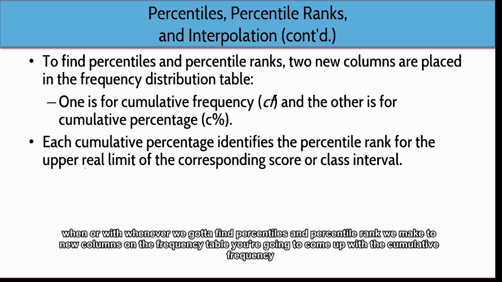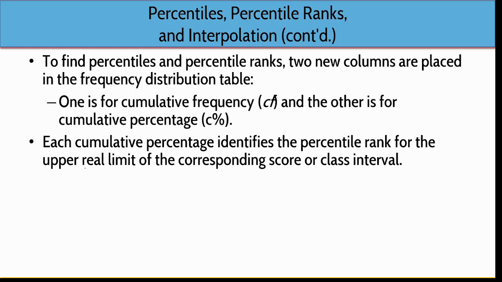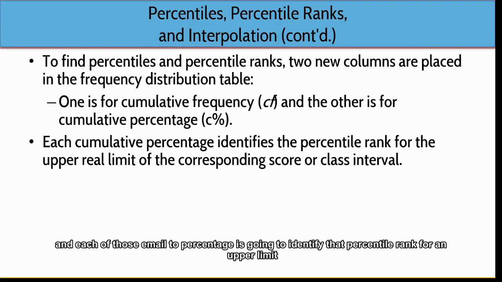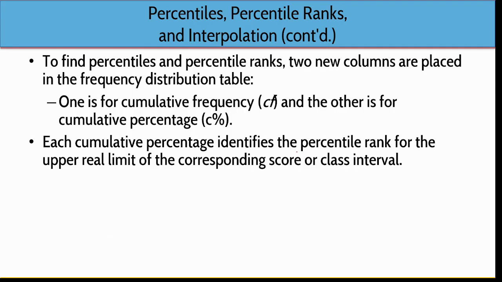Whenever we go to find percentiles and percentile rank, we make two new columns on the frequency table. You're going to come up with the cumulative frequency, and then you're going to come up with the cumulative percentage. And each of those cumulative percentages is going to identify that percentile rank for an upper limit of a corresponding score or a class interval.